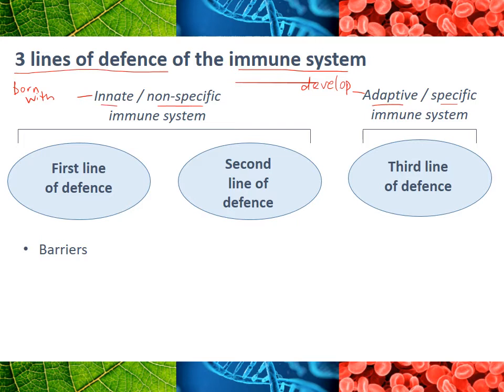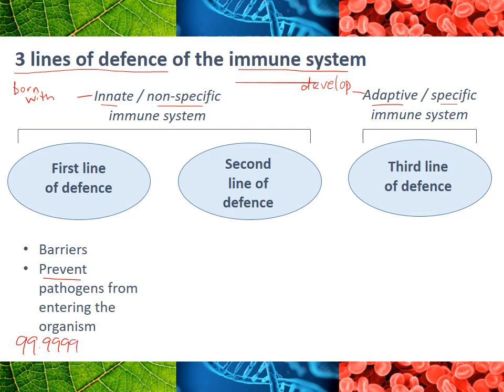The first line of defense, which is what we're going to look at today, is really just looking at barriers. These are things that prevent pathogens entering the organism. Okay, so things that stop pathogens getting into our body in the first place. And 99.99999% of the time, these barriers are effective, which is why we're not sick all the time. Okay, so there's pathogens around us constantly. The reason we are not sick all the time is because our first line of defense is doing its job and pathogens aren't getting in.